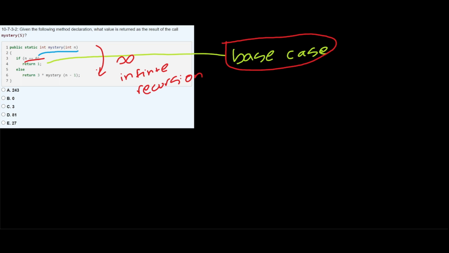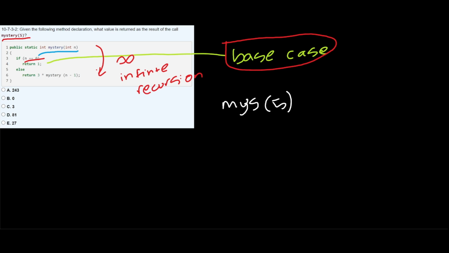So now let's take a look at this problem. It's saying, given the following method declaration, what value is returned as a result of the call mystery 5? What we're starting with, and I'm just going to abbreviate by writing MYS, is mystery 5. So over here, I'm going to do the method that we know as hand tracing.